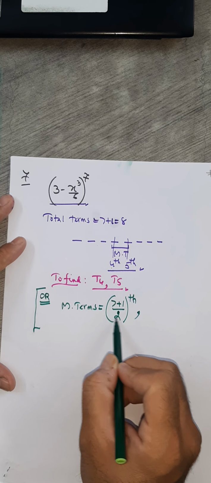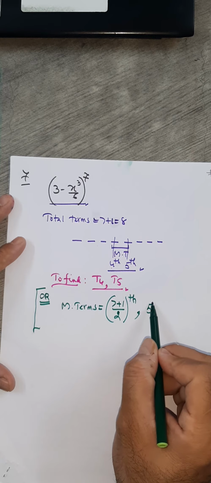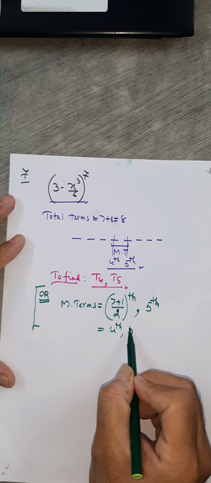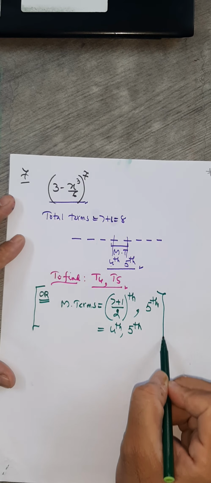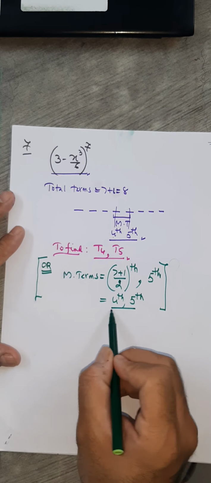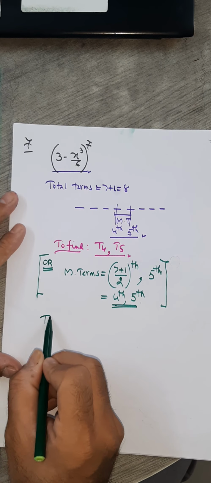And next, what is this? This is nothing but 8 by 2, that is 4th. So next is 5th. So middle terms are 4th and 5th. This I did by formula. Here I just wrote by direct observation. Clear? So you want T4 and T5. Ultimately the question is this. So now T4.